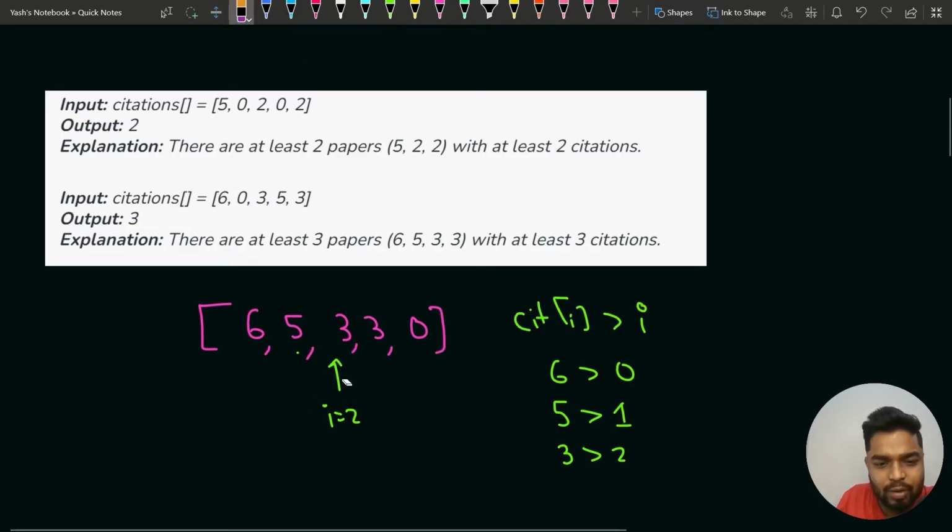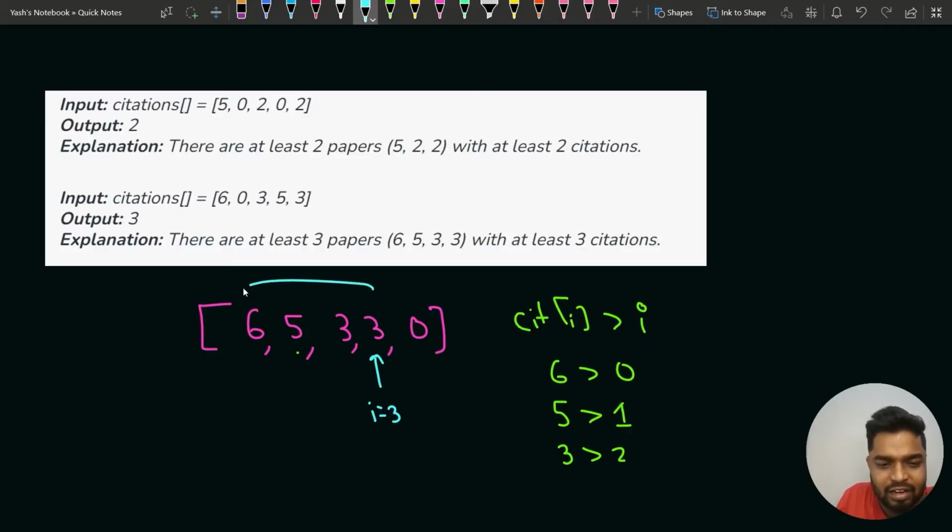But after that, when my index moves to the next element, the value here is 3 as well as my index is 3. So the citation is not greater than I. Now what does that mean? Because the index is at 3, this means that there are 4 elements here. This element should have been greater than I. It should have been at least 4, but it is 3.